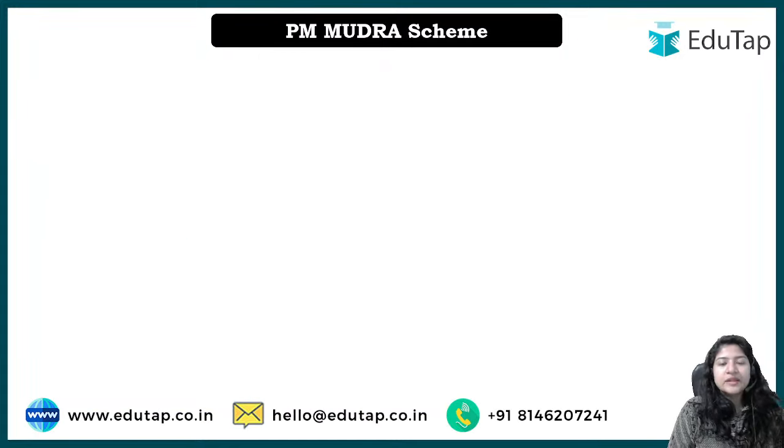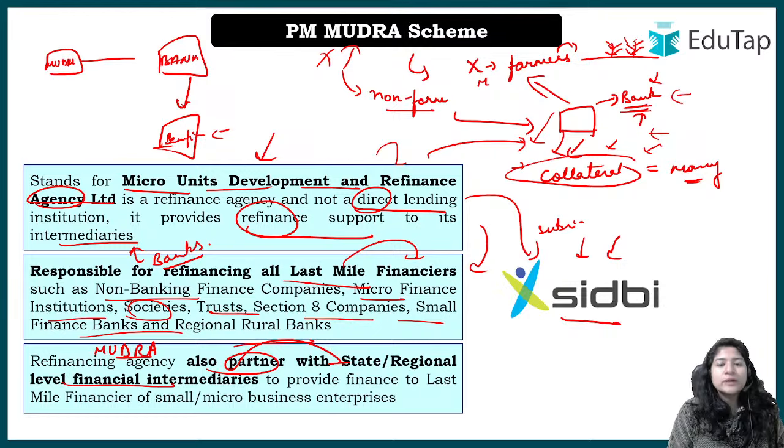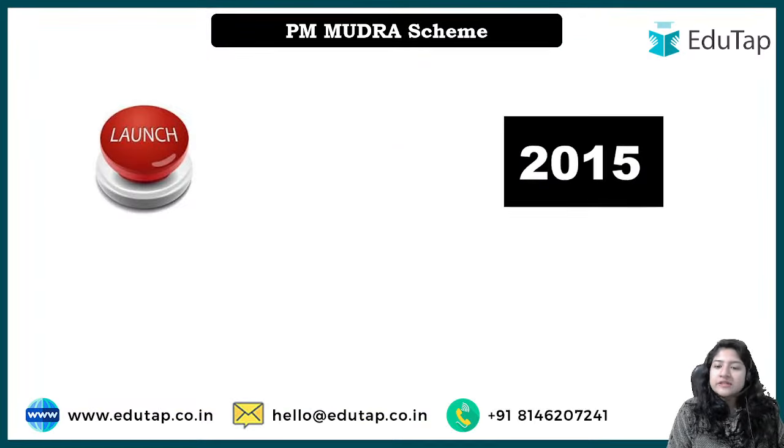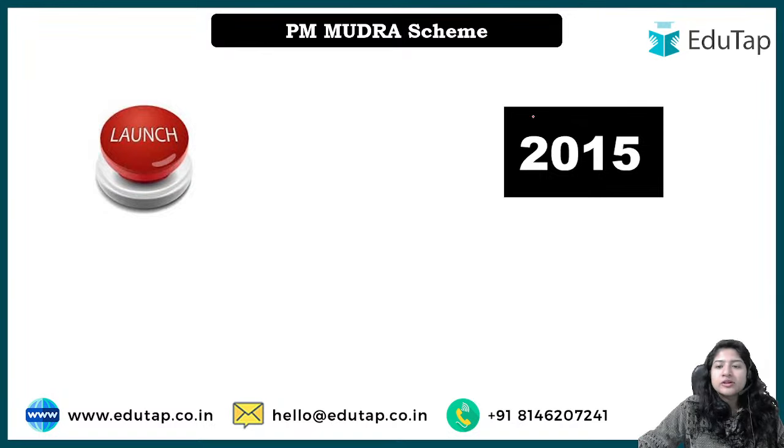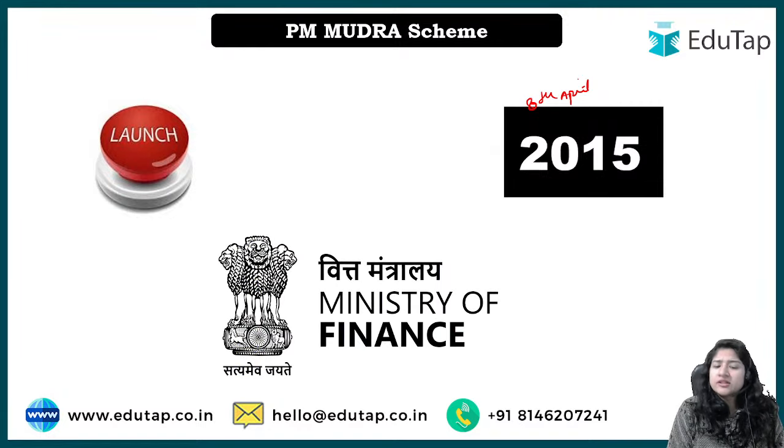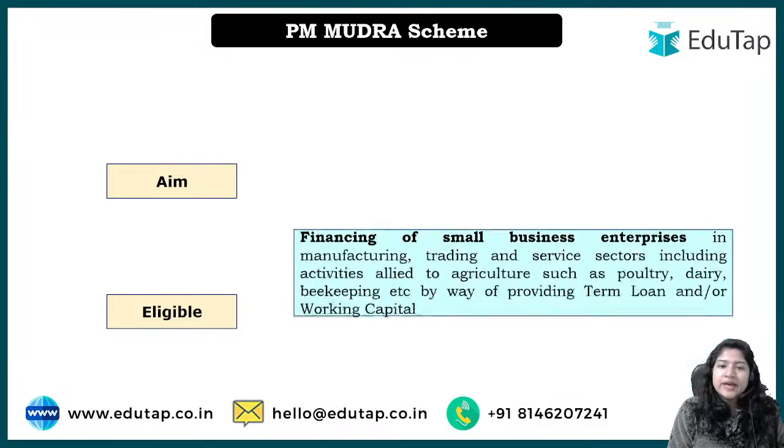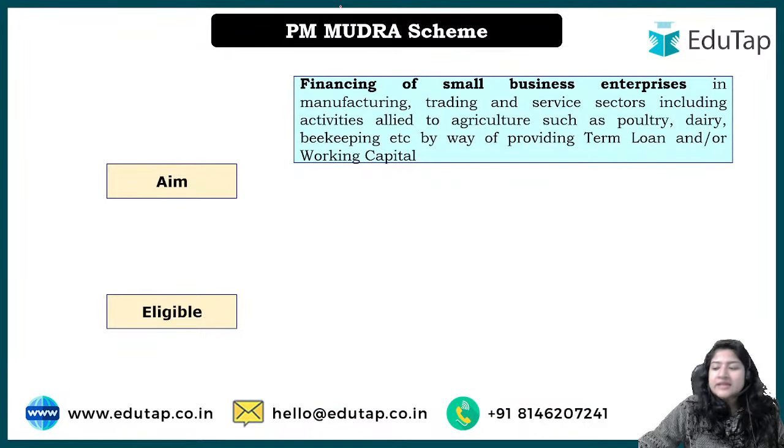So now let's talk about the launch. I hope the concept of Mudra is clear, and to much of our understanding we have understood what this scheme is all about, right? So the launch of this scheme was in 2015. This scheme was launched on 8th April 2015, and it falls under, we can already get an idea, right? It's talking about financing, so it falls under the Ministry of Finance, right? What is the aim? We have already understood the aim. Look, what do we have to do under this?